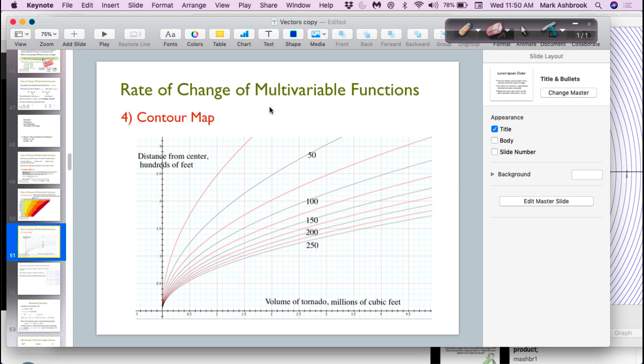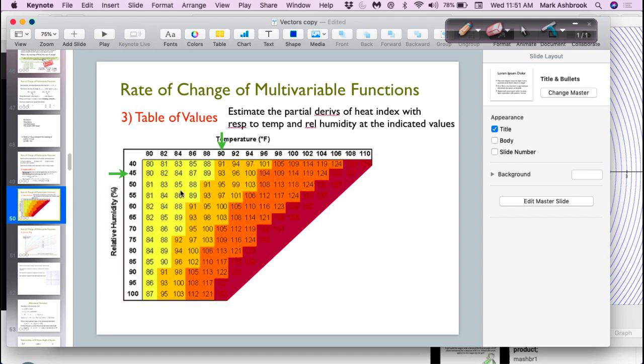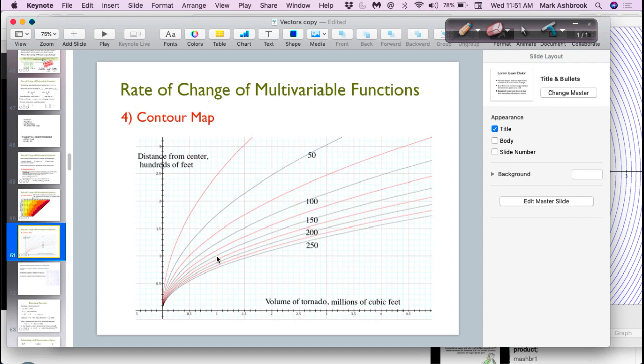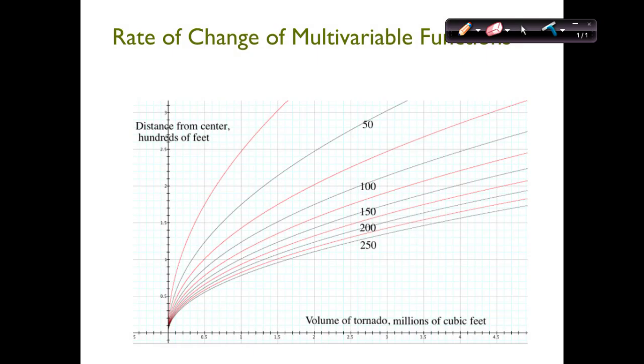So we're talking about rate of change of multivariable functions, and we're considering that in the context of our different representations of multivariable functions. We ended up last time with figuring out what the partial derivatives were looking at the table. And so the next one would be a contour map, or the level curves. So let's do that. Here I have this function that gives wind speed in a tornado.